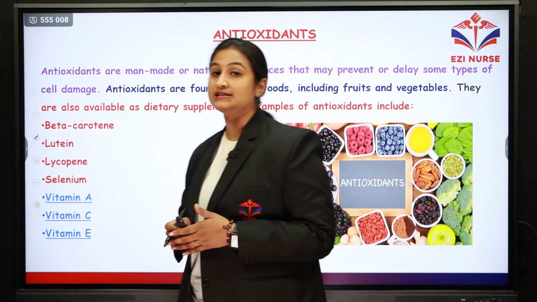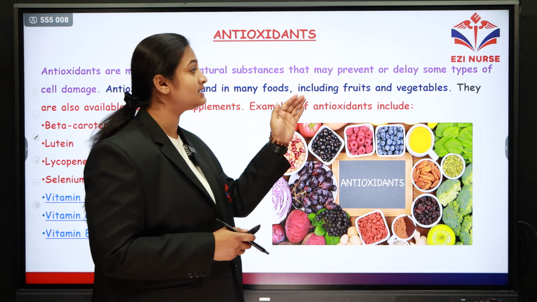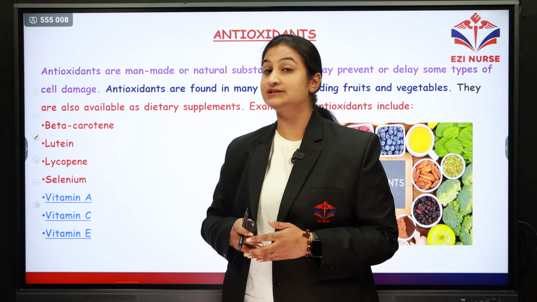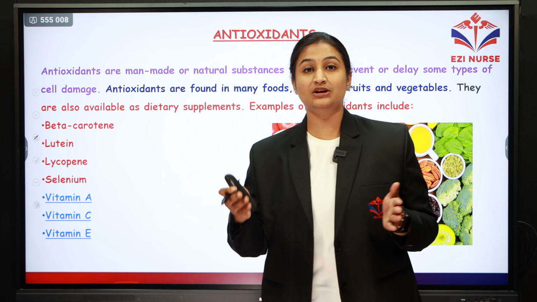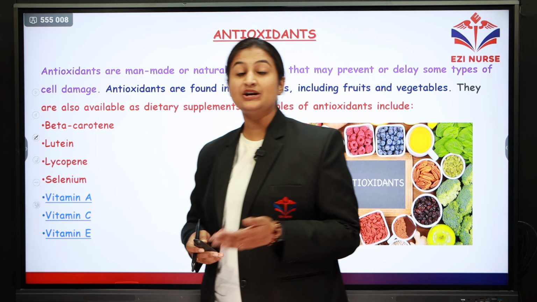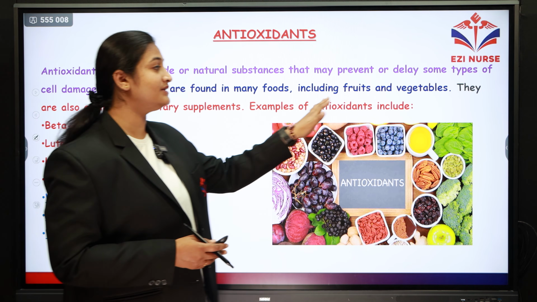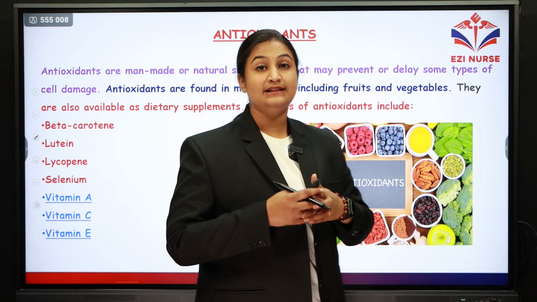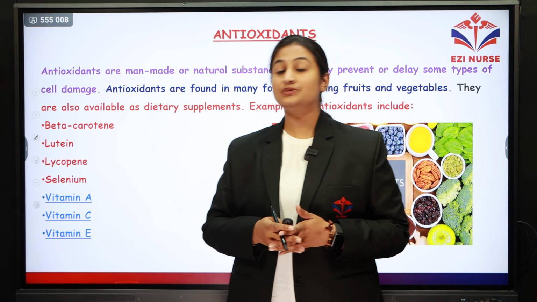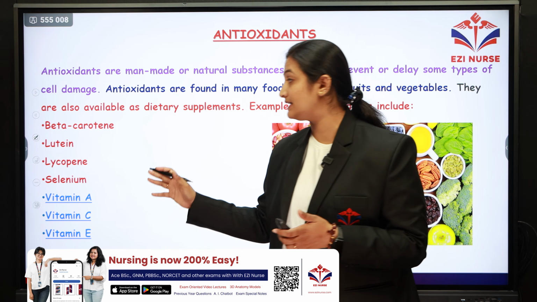So antioxidants, what are they? They are man-made or natural substances that prevent or delay some types of cell damage. So that is a small definition you can give for antioxidants. And antioxidants are found in many kinds of foods, including fruits and vegetables, and they are also available in dietary supplements. So there are some supplements that help the body, which are antioxidants.